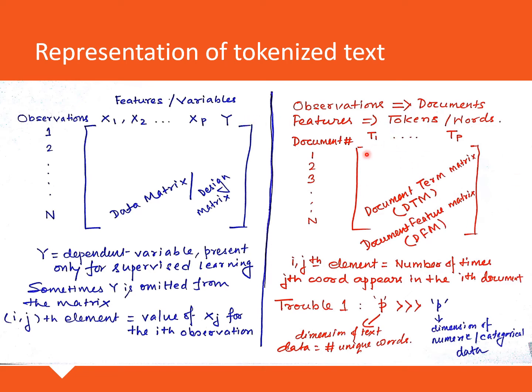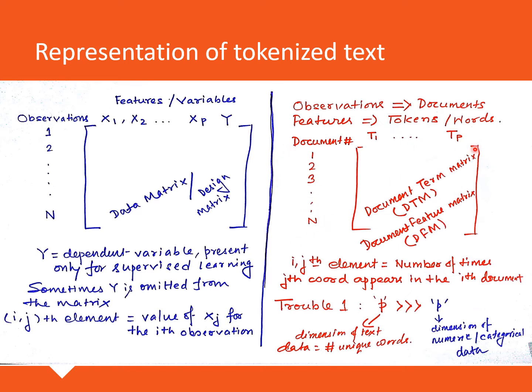On the right hand side, every column is actually every word, assuming that we have p unique words in the entire data. So there will be p columns, and this representation, the data matrix for the numeric data or the categorical data, becomes the document term matrix or the document feature matrix for the text data. And by now it would be obvious to you that the ijth element of the document term matrix is nothing but the number of times the jth word appears in the ith document, right?